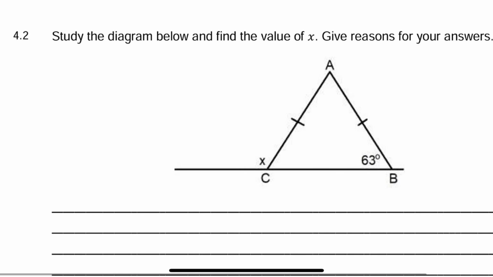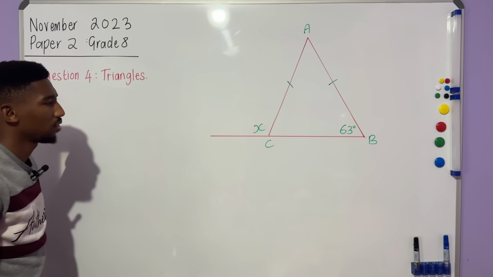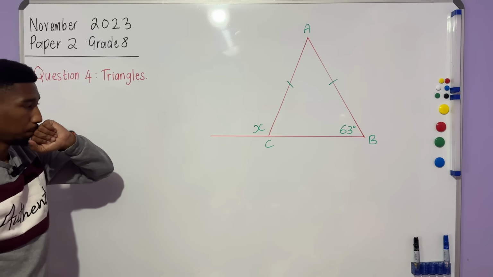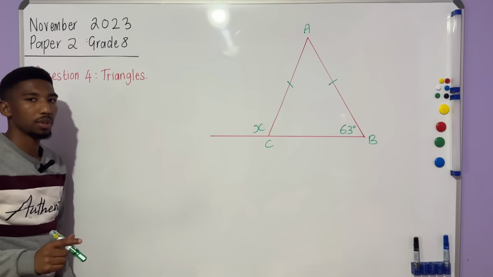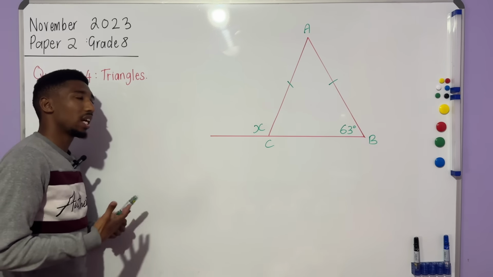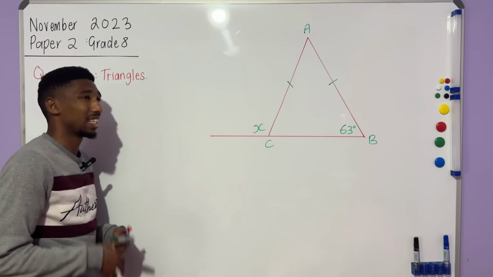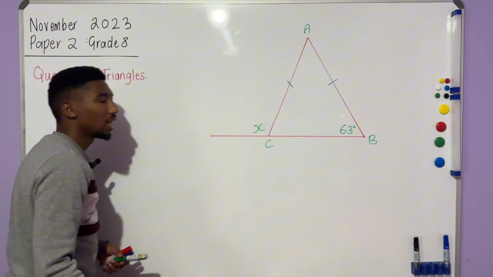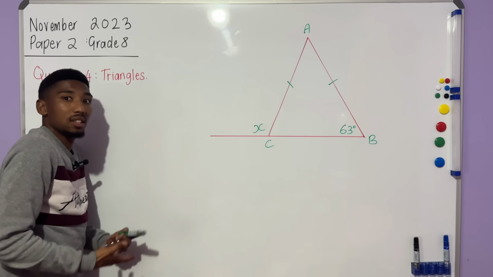Study the diagram below and find the value of x. Give reasons for your answers. When you're looking at this diagram, you might ask yourself, well, how do I find x? I don't know how to find x. There's no possible way for me to find x if I look at it like that. When you are doing geometry, the tip is that you need to find all the angles that you can find, regardless of the question, from the information given, and then the answer will present itself.